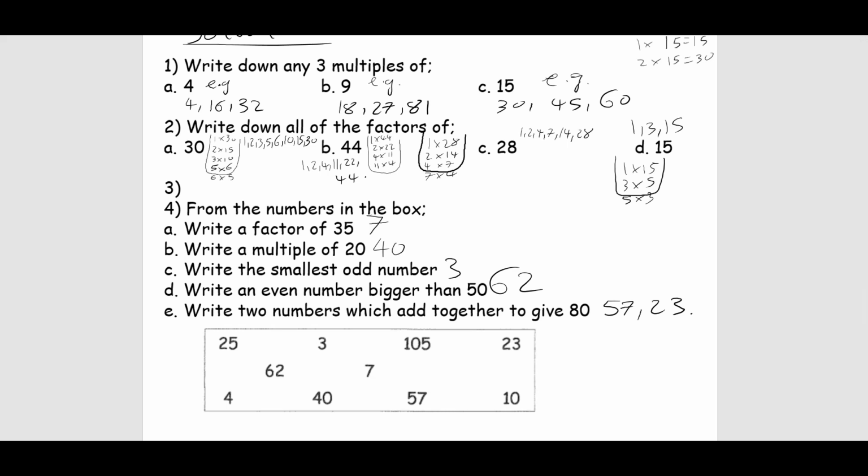All the factors of 30, so 30 has loads of them actually. So it's 1, 2, 3, 5, 6, 10, 15, and 30. Factors of 44, 1, 2, 4, 11, 22, and 44. Factors of 28, 1, 2, 4, 7, 14, 28. And in every case, I've used my horseshoe method. So if you're not entirely sure, have a look back, see if you can generate the factors in the same way. 15, 1, 3, 5, and 15.